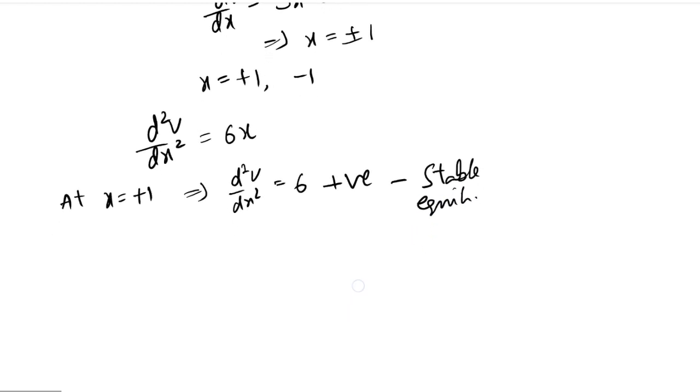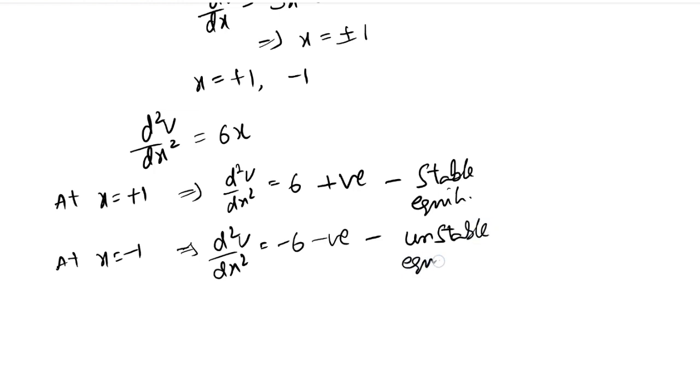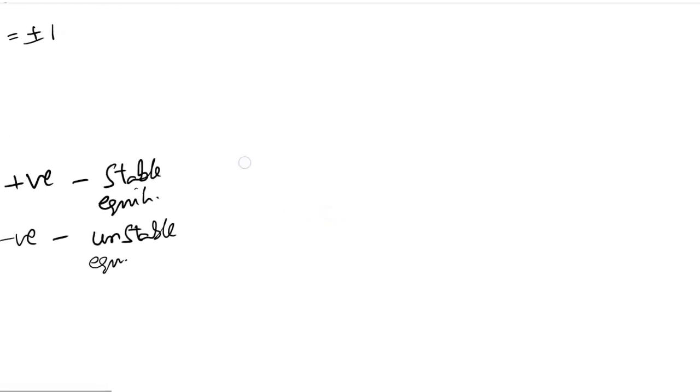So that means it represents a stable equilibrium position. Similarly, at x is equal to minus 1, just substitute these values. d square V by dx square is equal to minus 6. That is negative. So that means unstable equilibrium position. So for the given function, we have two positions, stable and unstable. Okay.